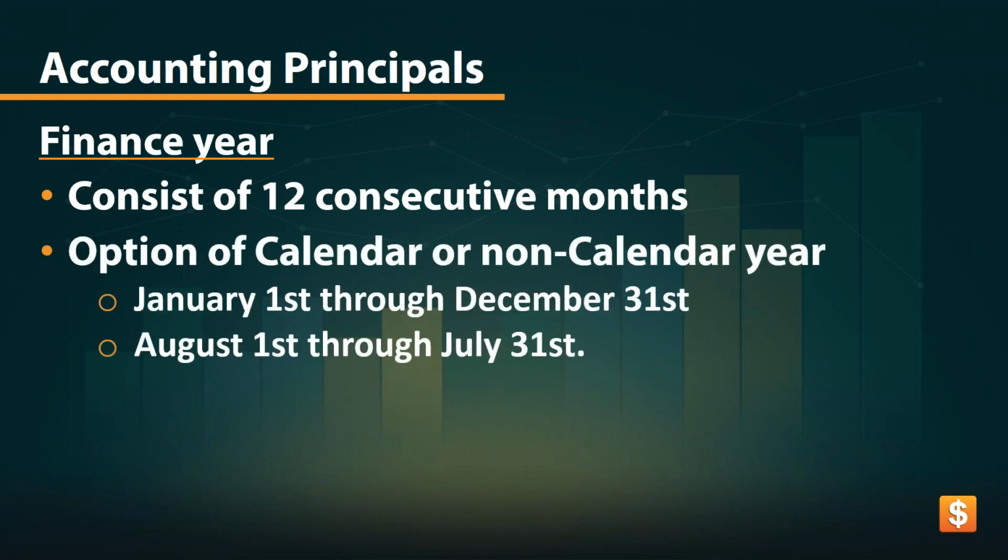The majority of the churches that I talk to work on a calendar basis, but there's lots of churches out there that use a non-calendar fiscal year. So when you're working with your calendar year, you're going to say this is January 1st through December 31st. An example of a non-calendar year would be like August 1st through July 31st.